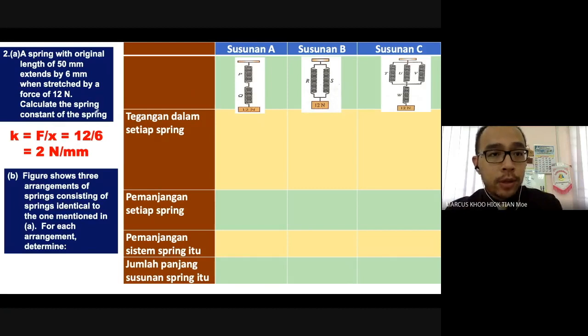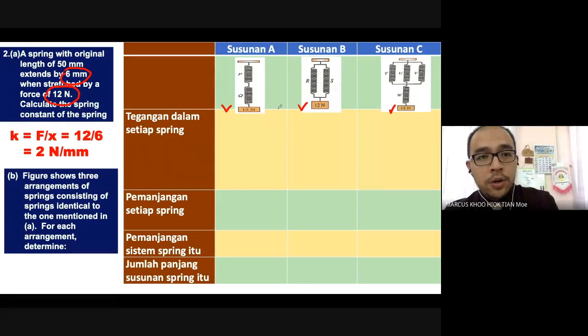But this is an important thing. Dia cakap, whenever you put a 12 Newton force, it will extend by 6 millimeters. Because in all 3 cases, dia adalah 12 newtons. So, let us determine for every arrangement A, arrangement B, arrangement C, what is the force on every spring? Tegangan dalam setiap spring, means every spring akan mengalami apa. First tell me, arrangement A is what kind of arrangement? Series or parallel?